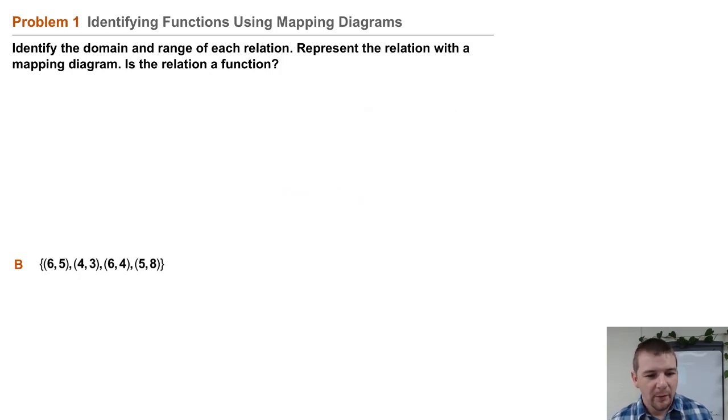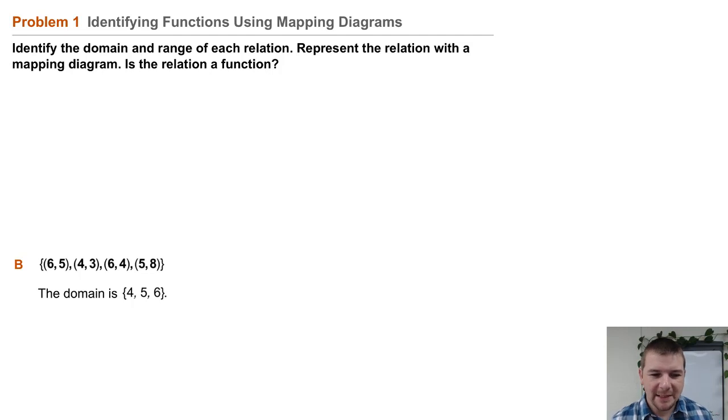Part B. We have, again, looks like 4 ordered pairs: (6, 5), (4, 3), (6, 4), and (5, 8). So we pick out the domain as being the x values, 4, 5, and 6. They're ordered least to greatest as well. And notice how we didn't include 6 twice.